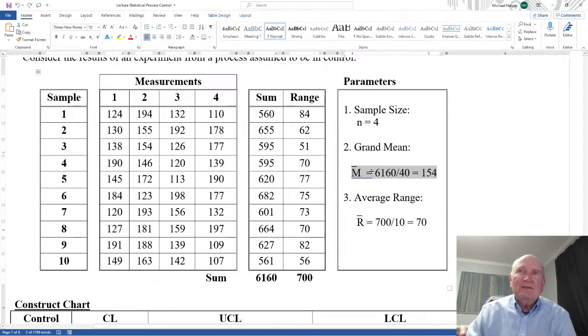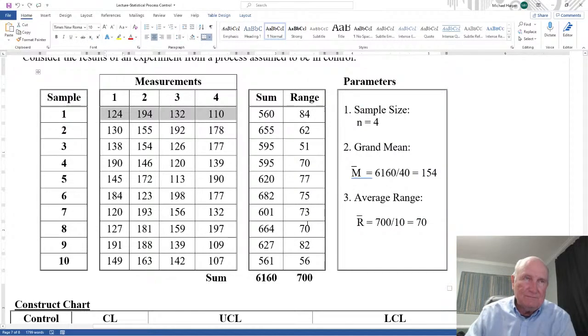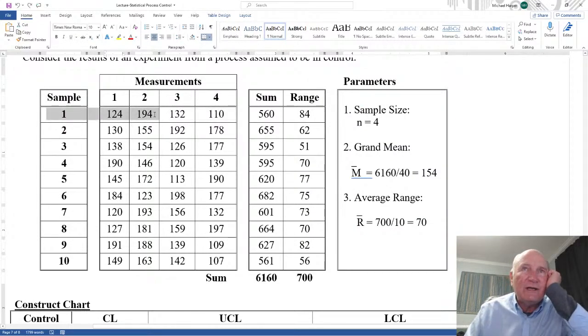Okay. And the third parameter is the average range. Okay, well, a range is the difference between the maximum and minimum value in a sample. So right here, the maximum of these 4 numbers in sample 1 here is 194. The minimum of these numbers is 110. And 194 minus 110 here is 84, and that's my range.